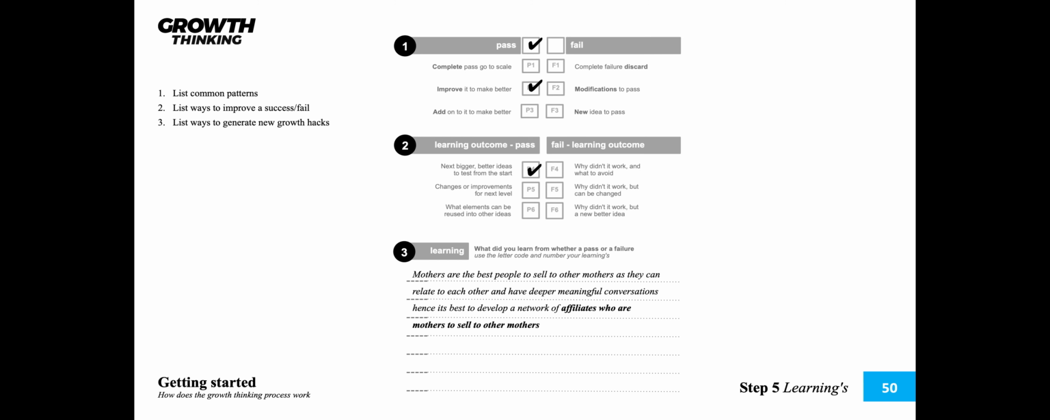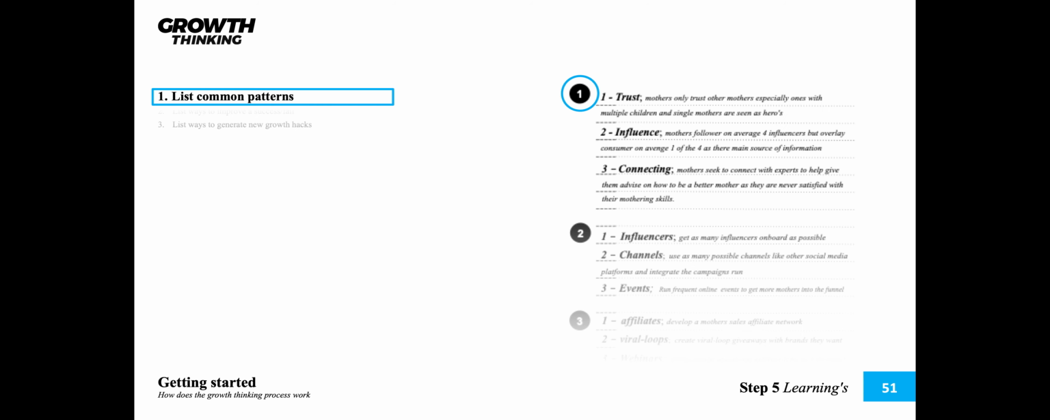Step number 5, learnings. As you recall in the earlier step 4, which was the testing, we've captured a fail or pass, we've taken a look at the outcome, and we've given it a brief description. So this is the starting point for process number 5 to take place. Obviously, it's sequential to number 4, right? So we've captured that detail, and now we're going to do something with it, right?